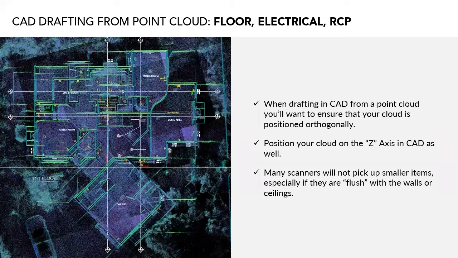Even window information can be found as well once you get very comfortable with manipulating your point cloud in your drafting software. Many scanners will not pick up some smaller items, especially if they're flush with walls or ceilings or hidden behind furniture or other objects. So trying to locate them in the cloud can be very time consuming. In that case, it's often better to revert to the traditional method while in the field and just sketch and measure some of those items. Even with the best scanner on the market, there's almost always some manual measurement required for every survey to get all of these items, particularly the electrical and RCP items.